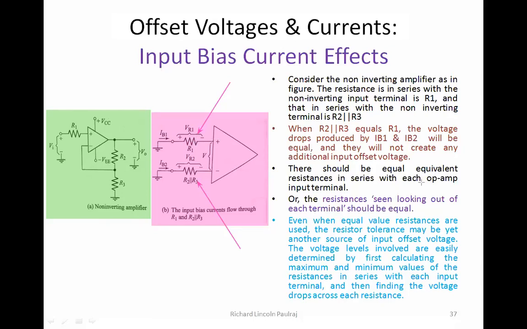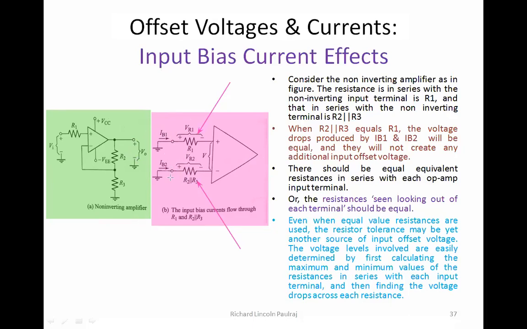Very good. So there should be equivalent resistance in series with each op-amp input terminal, which means I should make sure that these resistances are equal. So this R1, whatever value of R1, let us say 5 kilo ohms, and this R2 parallel with R3 should also be 5 kilo ohms. I should not be having one 5 and the other one probably 8 kilo ohms. No, it doesn't work out that way, right? Both the resistances should be the same. Both the input potentials that we are giving should also be the same.